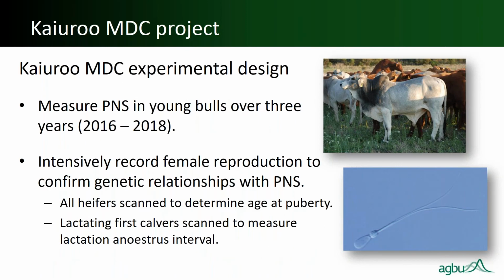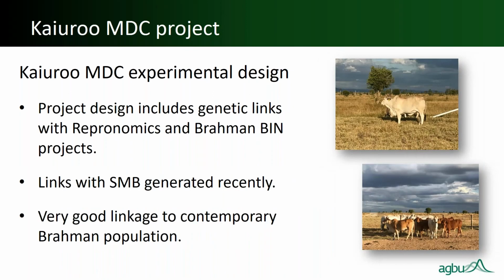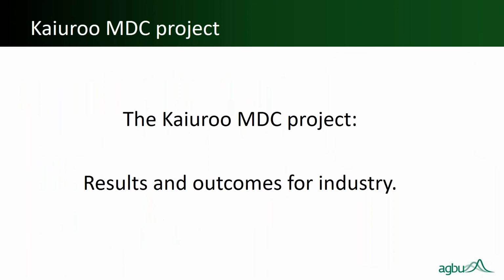So we measured percent normal sperm in the young bulls in this herd over 10 years, while still collecting all of the intensive description of female reproduction, that's age of puberty and lactation and estrus interval in young females as well. We designed the project to include links to as much of the research population as we could, and we knew that this was a herd that was well linked to the general Brahman population.